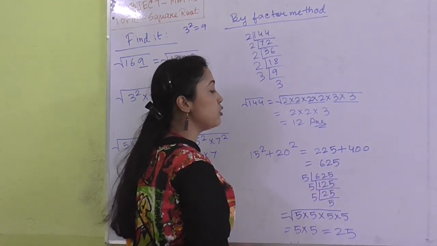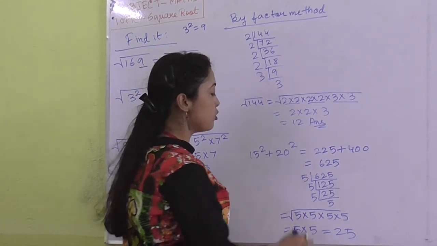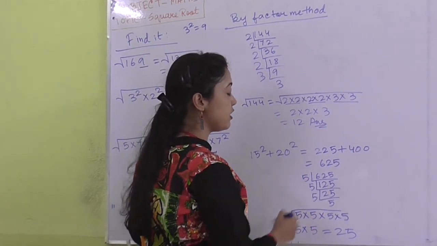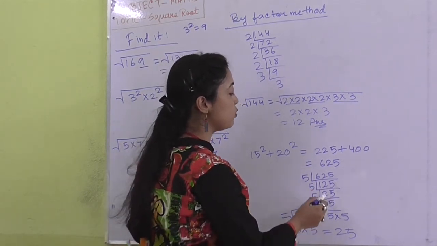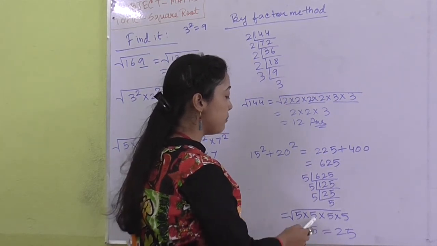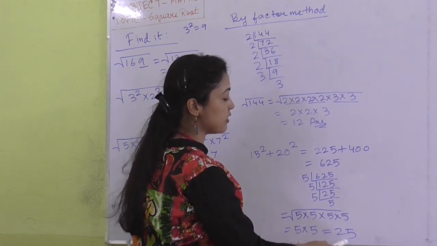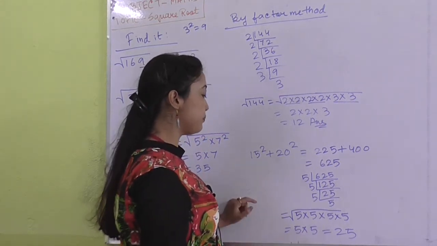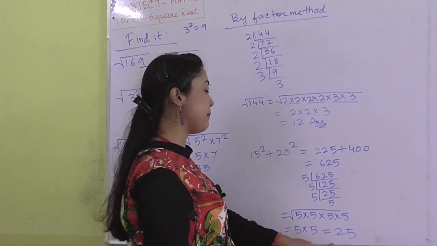Now we have been told to find out the square root of 625 by using the factor method. So 5 into 125 is 625. 5 into 25 is 125 and 5 into 5 is 25. So in this way we are getting four 5s. Now from this pair we will take one 5 and from this pair we will take one 5. So 5 into 5 is 25. So the square root of 15 square plus 20 square is 25.